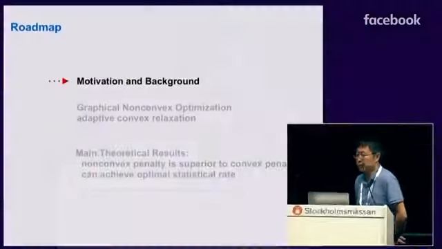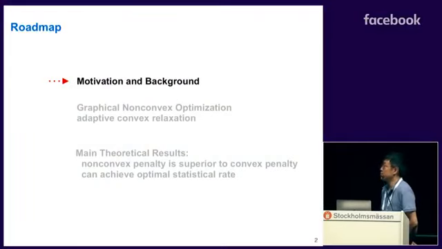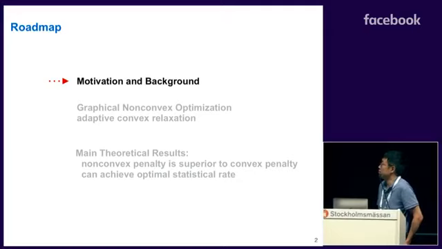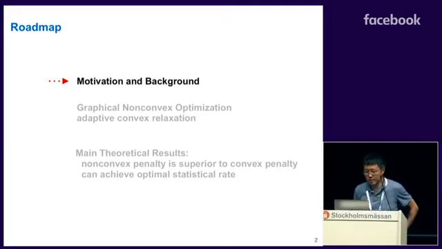Yeah, so I will give some motivations. Then I will talk a little bit about just our procedure, about non-convex optimization. Then there will be adaptive relaxation. Then I will mention the main theorems about what we do, and that it's superior and can achieve some better rate for some conditions. Okay.